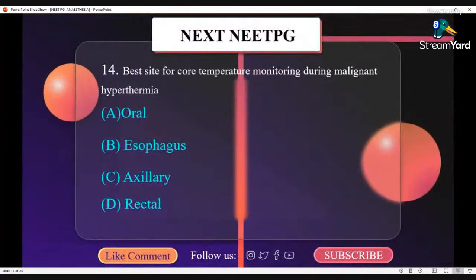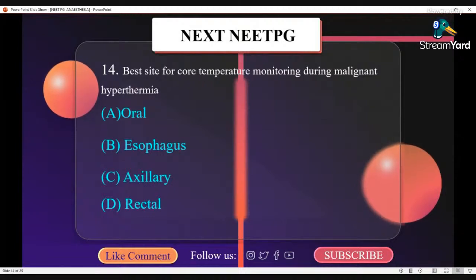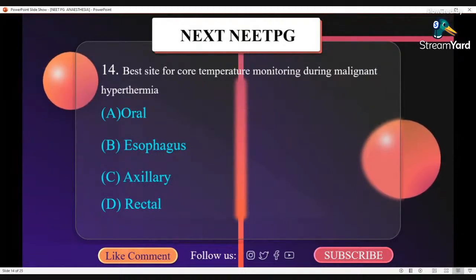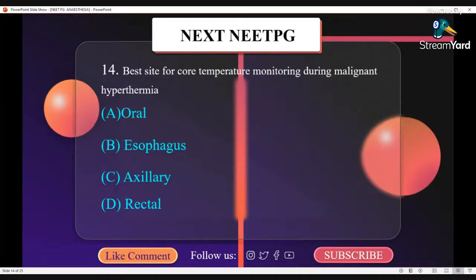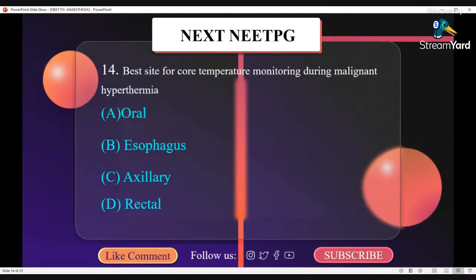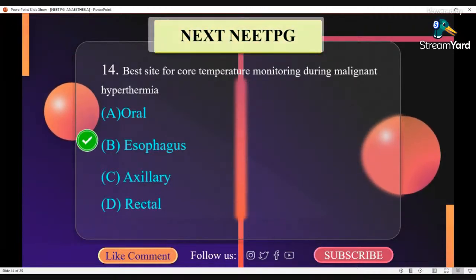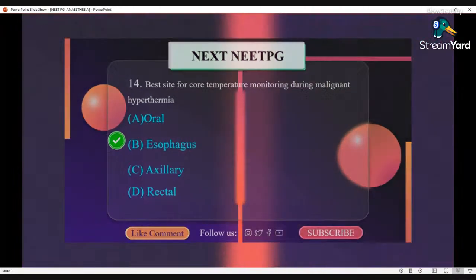Best site for core temperature monitoring during malignant hyperthermia. We all know it is esophagus. Now, why esophagus? It is esophagus. Correct option here is B, esophagus.